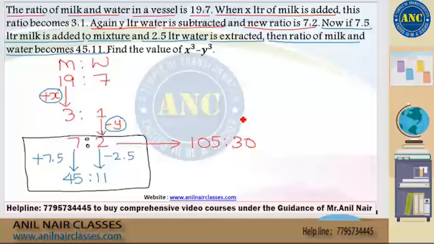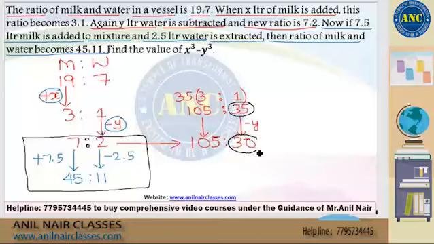Now, I am subtracting something from this, so that the milk will not change. According to the ratio, milk is 3. According to the question, milk is 105. 3 into 35 is 105, so 1 into 35 is 35. That means earlier the water was 35 liters. Now the water is 30 liters. That means I eliminated 5 liters of water. I took out 5 liters of water, so the y value is nothing but 5. I believe you are understanding how to find the x and y values.